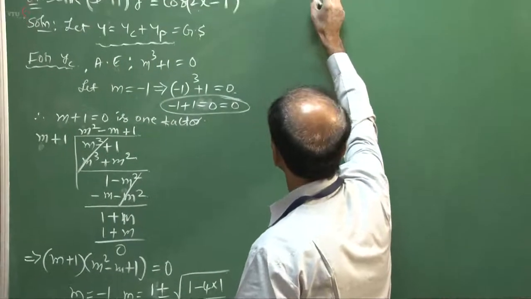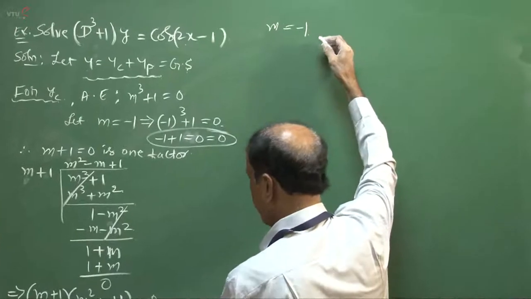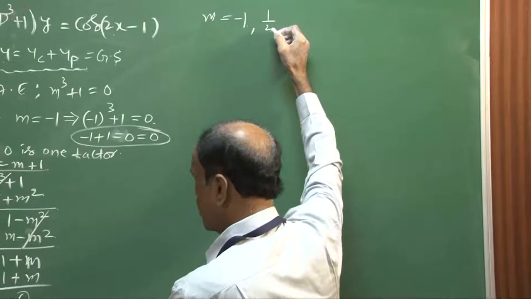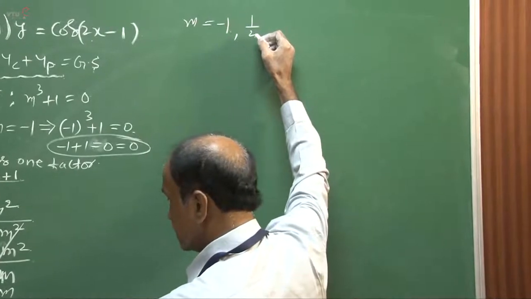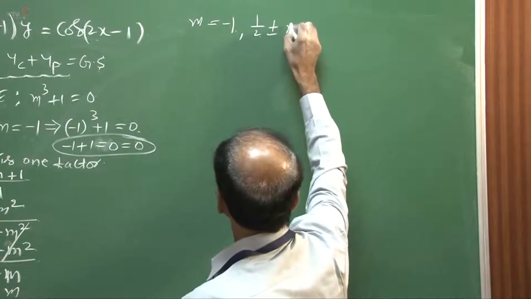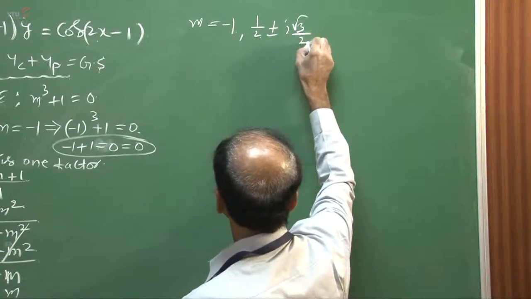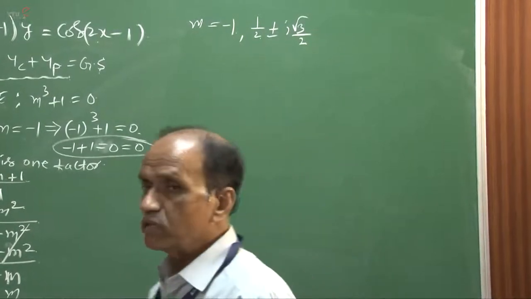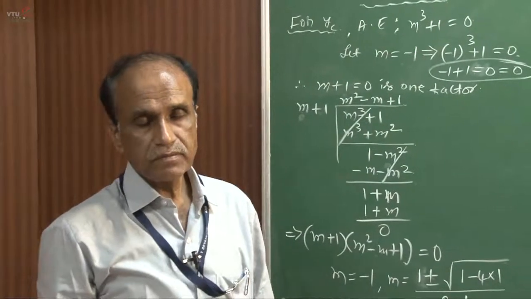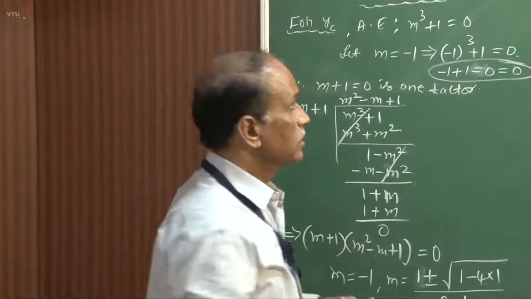Therefore, m is equal to minus 1, one term, and 1 by 2 plus or minus i into root 3 divided by 2. So one root is real and the other pair of numbers are called imaginary roots.